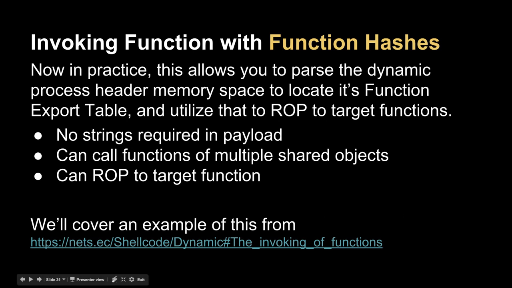Now, for the fun part. In practice, this allows you to parse the dynamic process header memory space to locate any function's export table and utilize that to ROP to target functions. The fun thing is no strings are required at all in the shellcode payload. All you need is 32-bit hashes for the given function names. You can call functions of multiple shared objects as long as you can point to them all, and those special VMAs that are fixed that we've mentioned before will help you with that.